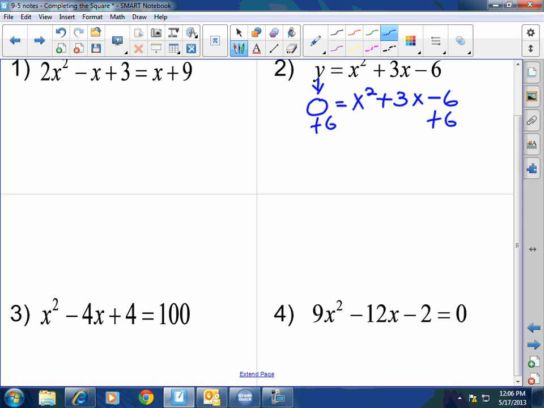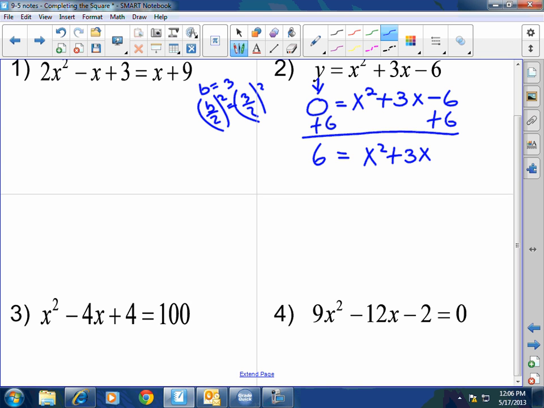Let's add 6 to both sides. 6 equals x squared plus 3x. What's my b here? What's my b over 2 squared? 3 halves squared. Good. So I'm going to add 3 halves squared to where? To both sides. I'm going to stop right there.